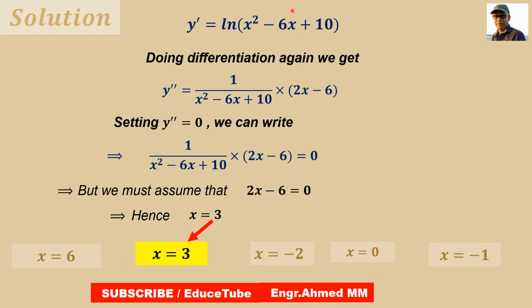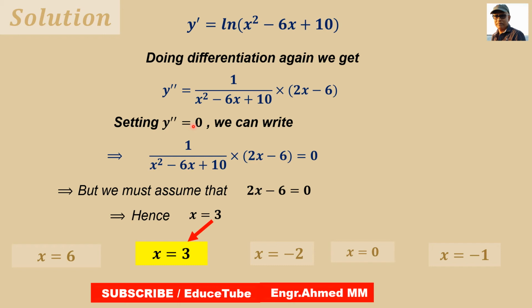So let's see, this is the equation that is given. If we do differentiation, then we'll get the second derivative as this one. Now, here I have written: setting y double prime equal to 0. It means the second derivative equals 0.